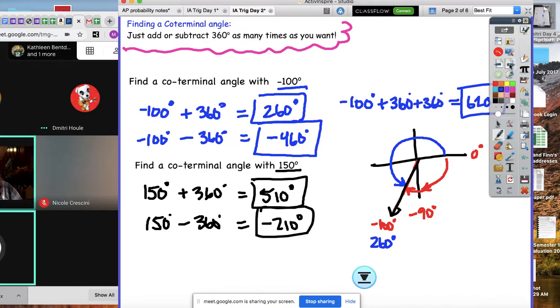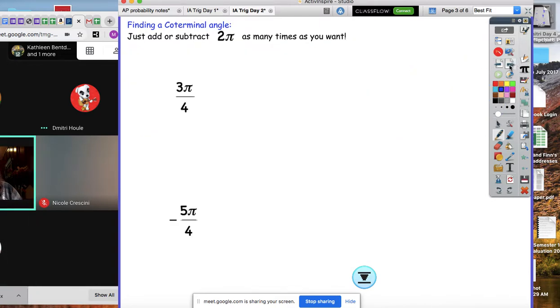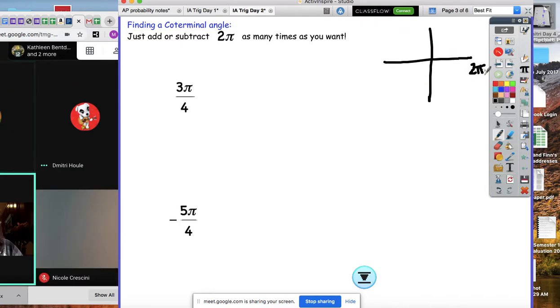Then the issue becomes, what if I give you an angle in radians? That's a little bit trickier because you're not as familiar with radians, and it's fractions, and it involves pi and all that kind of stuff. Just like we were adding or subtracting 360, if we're in radians, we're going to be adding or subtracting 2 pi, because 2 pi is 360 degrees.